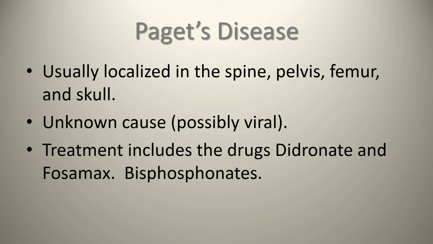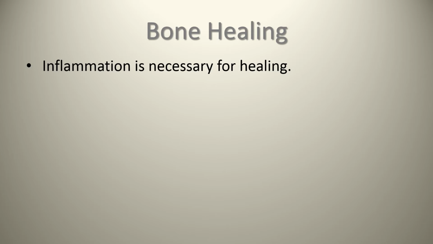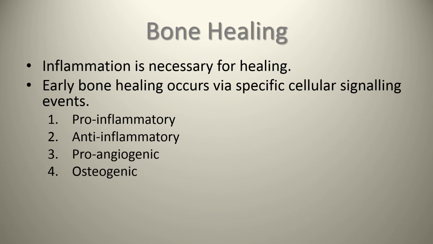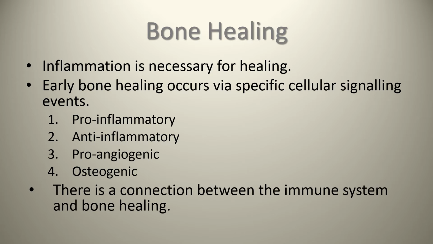Bone healing. Inflammation is necessary for healing. So early bone healing occurs via specific cellular signaling events. There are four things: the pro-inflammatory, the anti-inflammatory, the pro-angiogenic, and osteogenic. There's a connection between the immune system and bone healing.